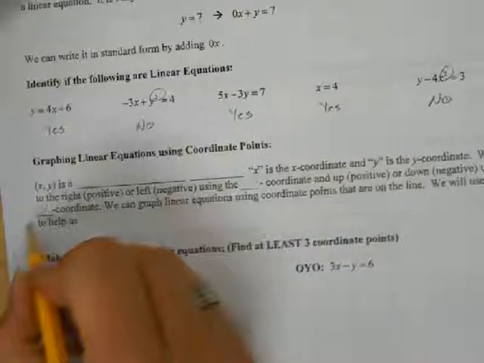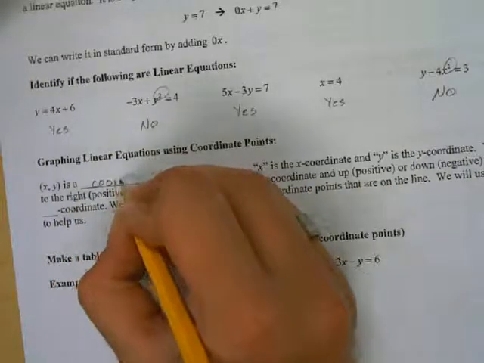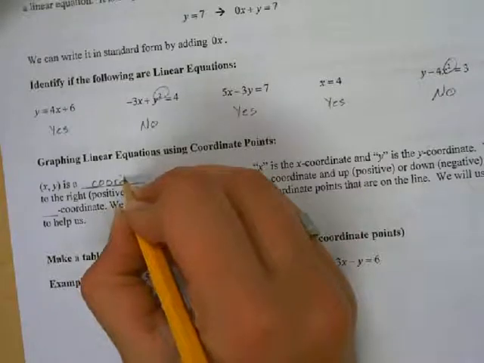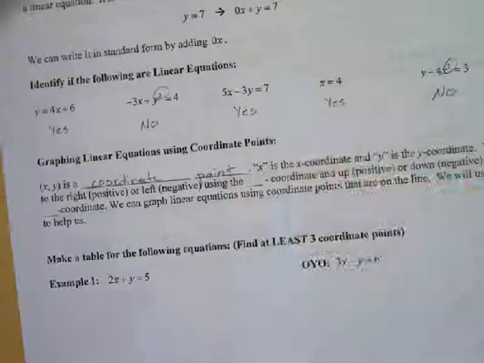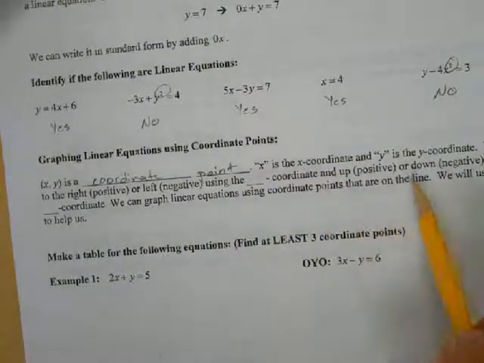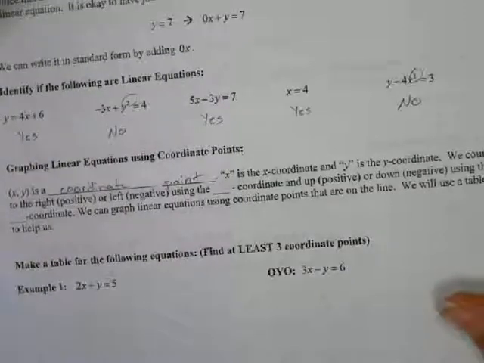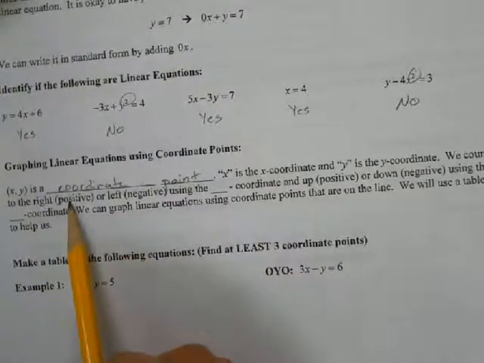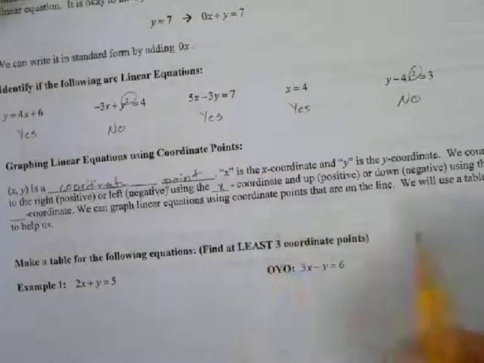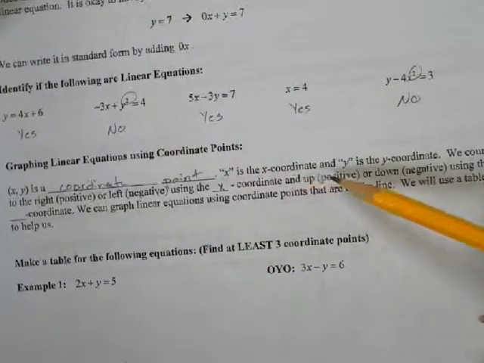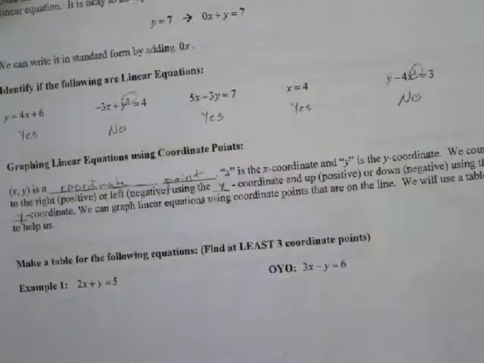Okay, so (x, y), this is what a coordinate point is. So (x, y) is a coordinate point. The x is the x coordinate and the y is the y coordinate, of course. And we count to the right or left, right if it's positive, left if it's negative, using the x coordinate. So x goes side to side. And we go up if it's positive and down if it's negative using the y coordinate. So y is going to be my vertical movement.